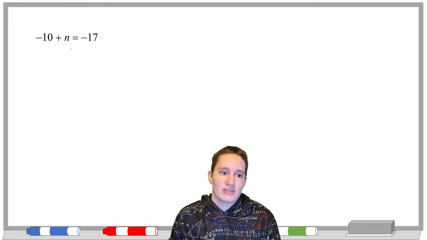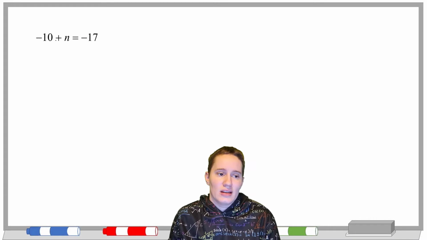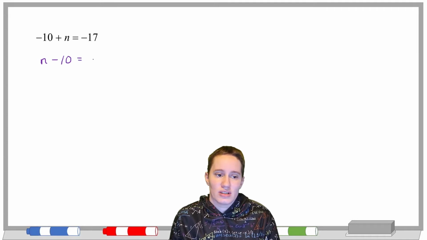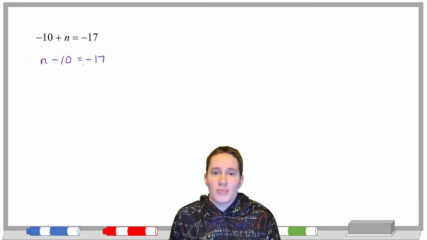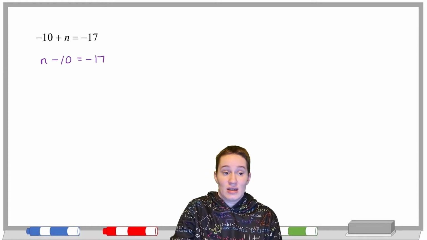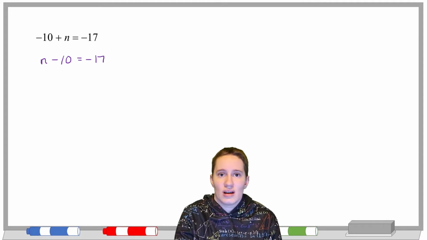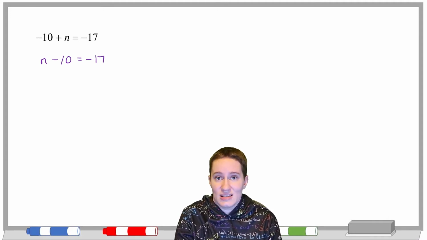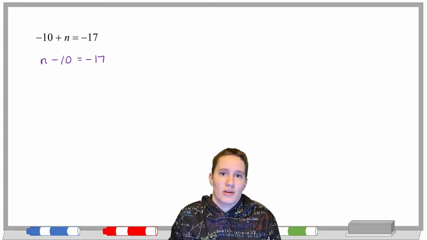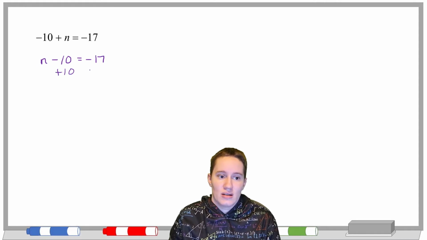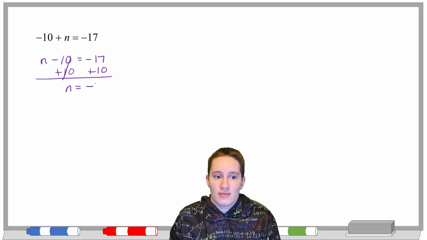This time we have negative 10 plus n. Now, if for whatever reason you would rather have this switched around, that is something you can do. We could write the n first and the negative 10 second. But either way, we should be looking at this and saying, okay, the thing that's on the same side as n is that negative 10. What I want to do is the opposite of that. So I want to add 10 to both sides if I'm using the algebraic properties to do this. So if I add 10, that's going to give me negative 7.